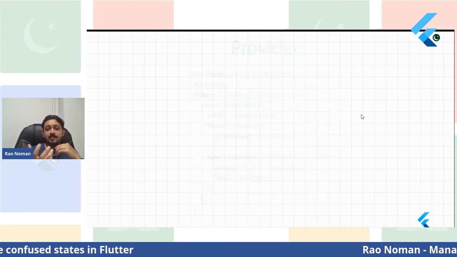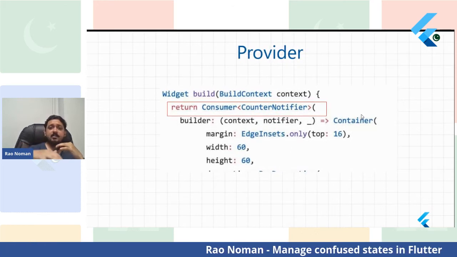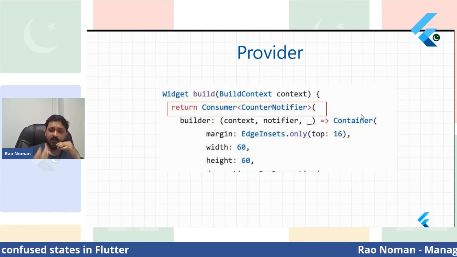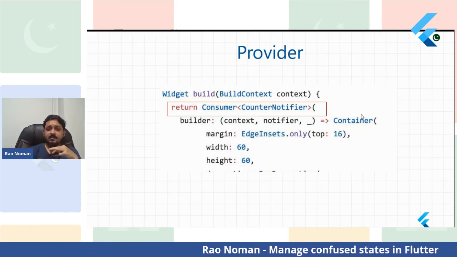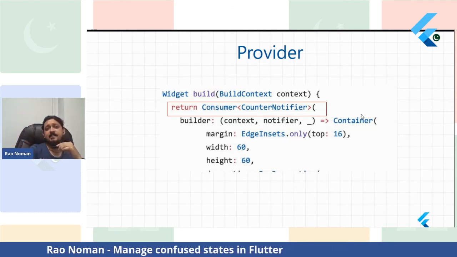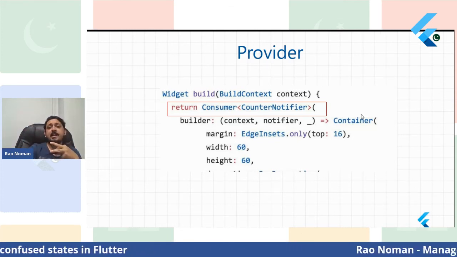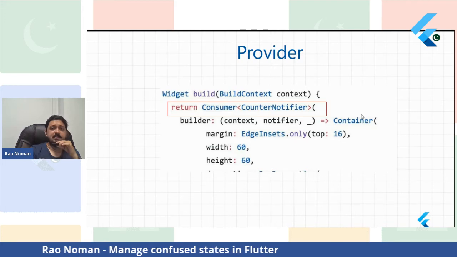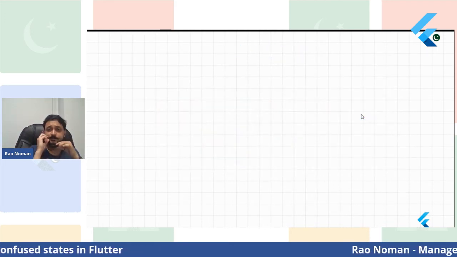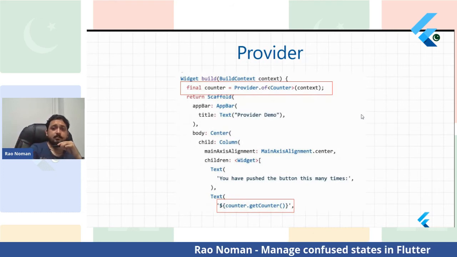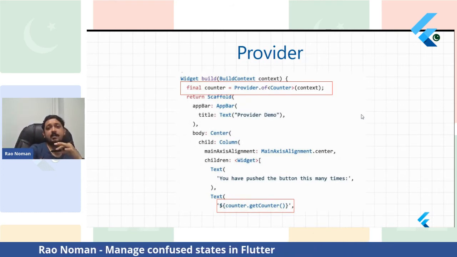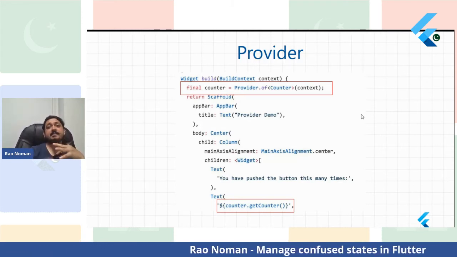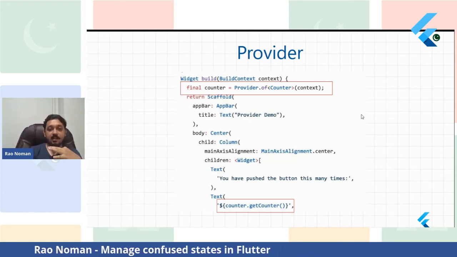When we go to the home page, I will use a consumer. The consumer has a counter notifier, and if there is any change, it will return the counter notifier from its build context and re-render whenever any change in the state of the counter occurs. When it goes to the build context, we take a property and give the provider a counter; the provider has the type of our model and passes the context of that widget.